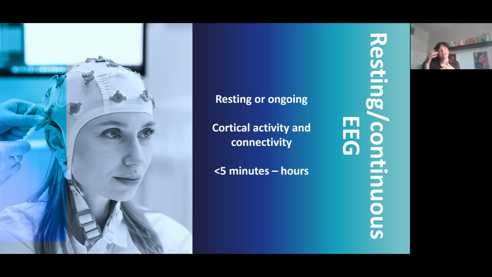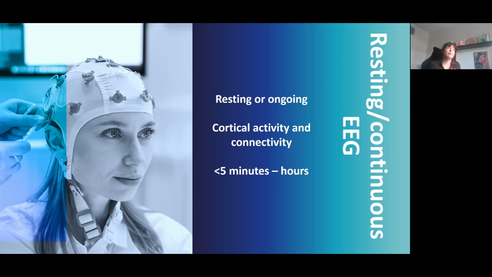By applying a montage of electrodes across the head, we can look at activity across the cortex. We can also look at what we call functional connectivity between different areas, so looking at how different areas of the brain are interacting with each other. Depending on what you're trying to achieve, this can be a protocol that lasts a small number of minutes. For example, if you want to get an idea of the resting cortical activity and connectivity, that can be recorded within 2 to 3 minutes.